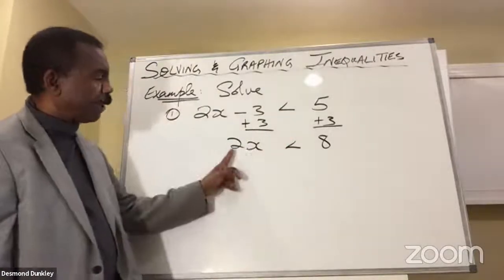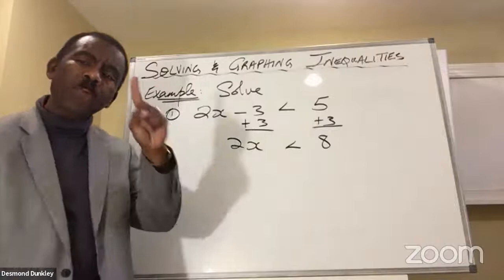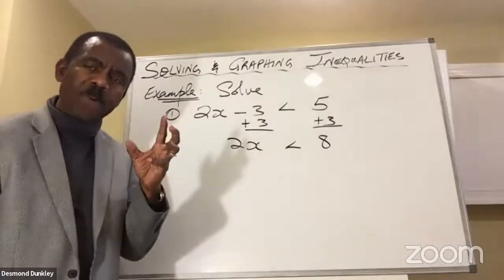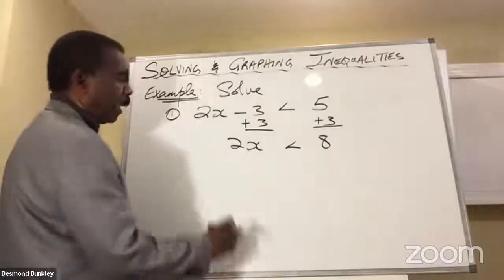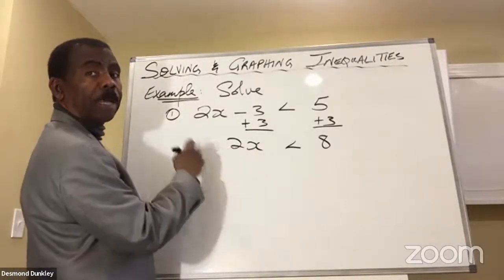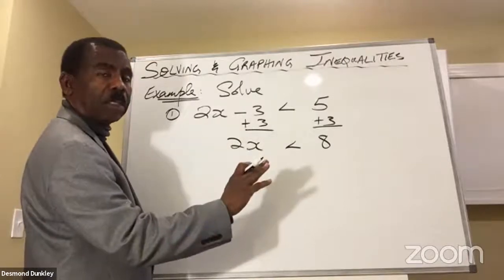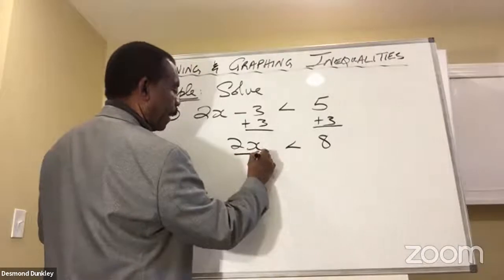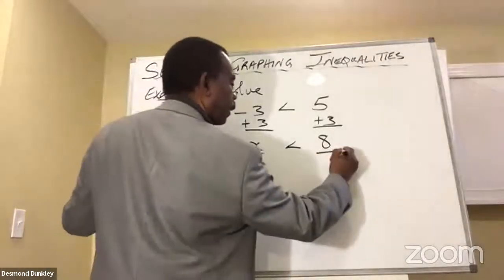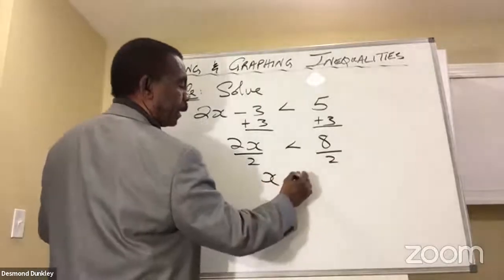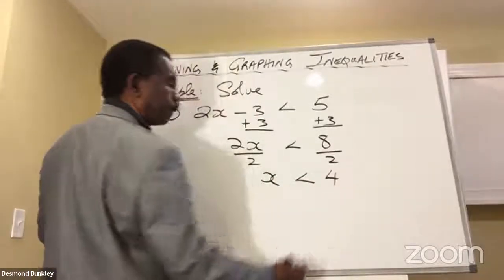Now we need to get rid of the 2 so we can find the value for just 1x. How do we get rid of the 2? Because it's multiplying x, you treat it just like an equation. You divide by 2. Divide by 2. And now we end up with x is less than 4.